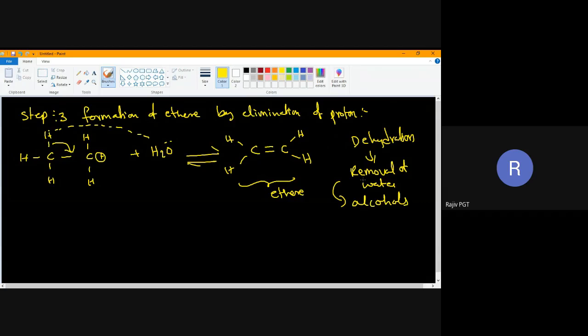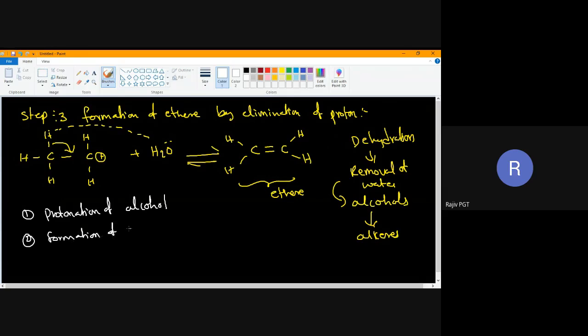When alcohols have water removed, this results in the formation of alkenes. This is what was explained; I'll try to consolidate. What is the first step? Protonation of alcohol. The second step is formation of carbocation.